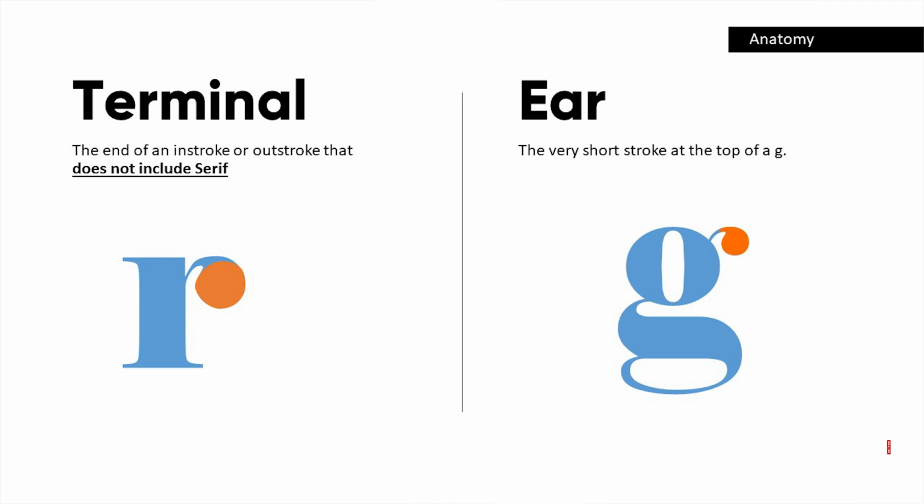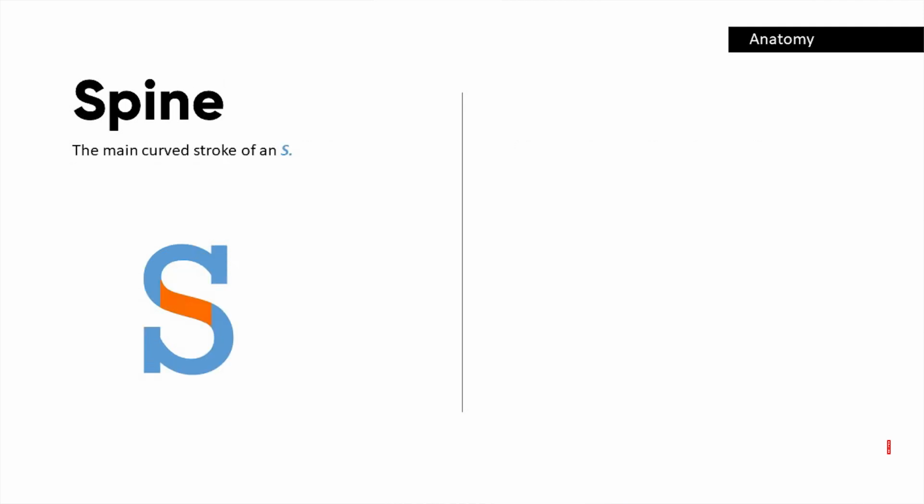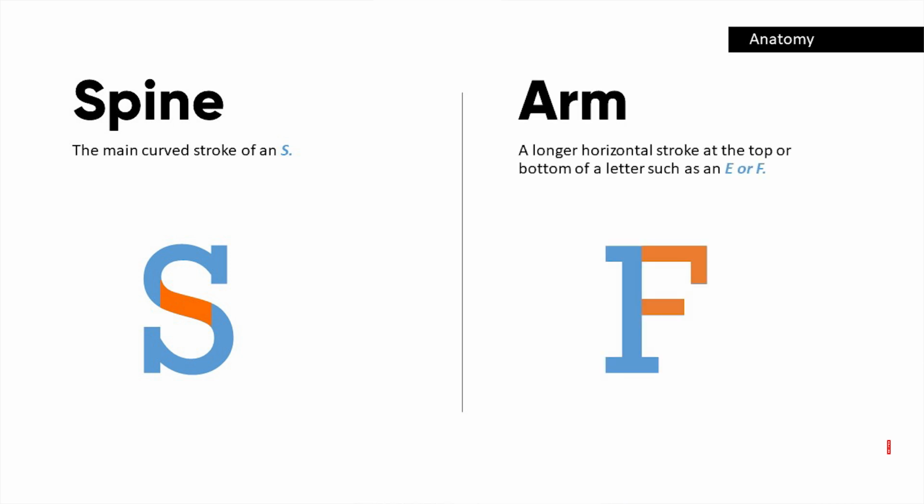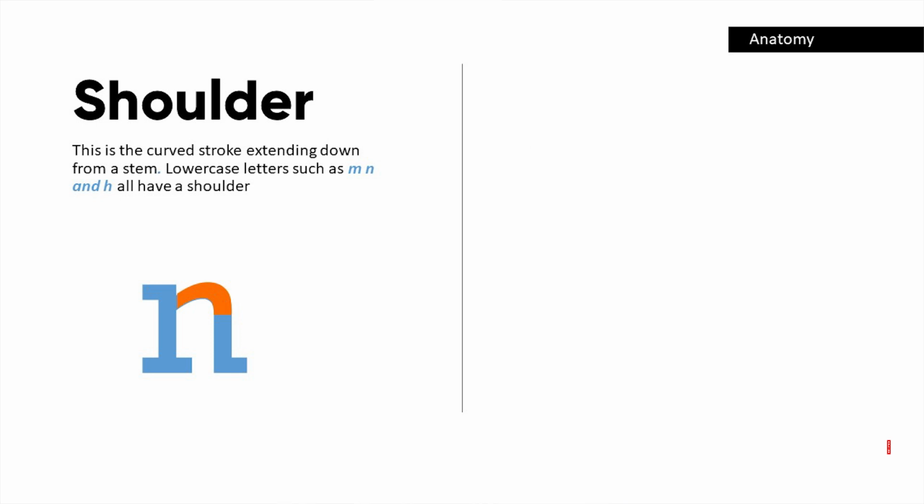Now let's move on. We have spine. The main curved stroke of an S is called the spine. We have arm also. They are usually the long horizontal stroke at the top or bottom of a letter such as an E or F. We also have shoulder. This is the curved stroke extending down from a stem. Lowercase letters such as M, N and H all have a shoulder.